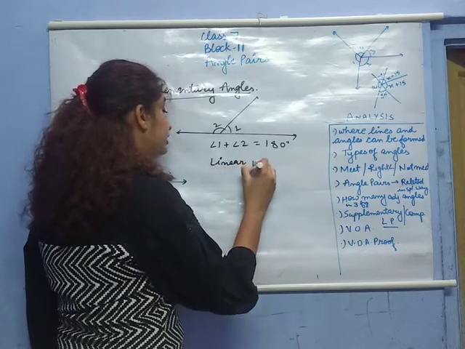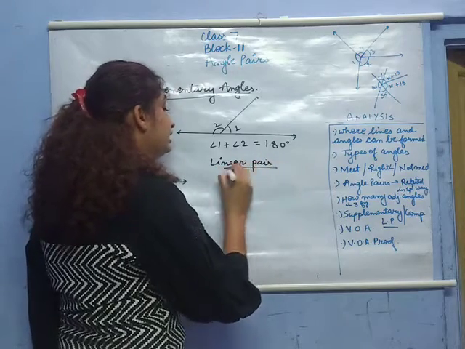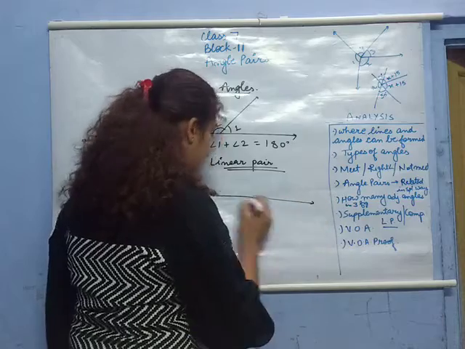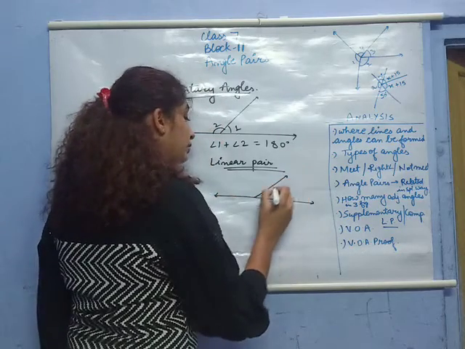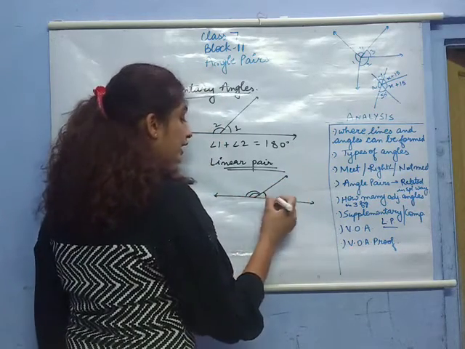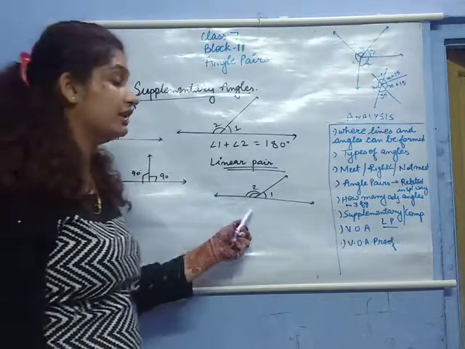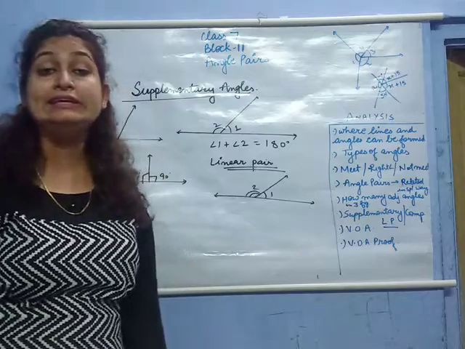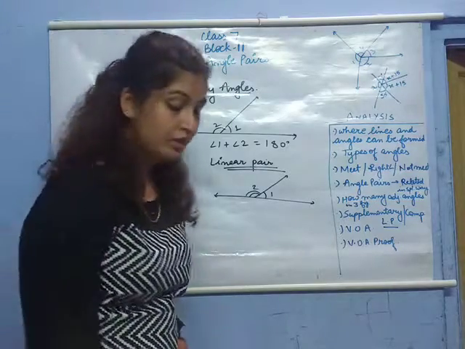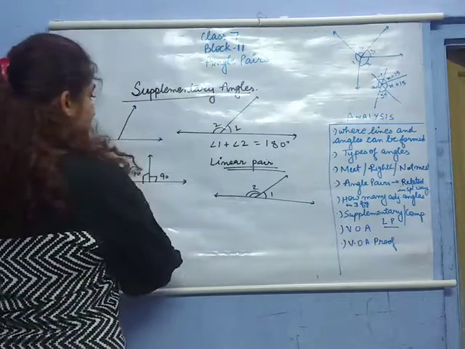They are also called a linear pair. A linear pair is a pair of angles formed on a straight line. Angle 1 and angle 2 have a sum of 180 degrees because they are forming on a straight line, so it can be called a linear pair also. Is that clear? Now comes the complementary angle.